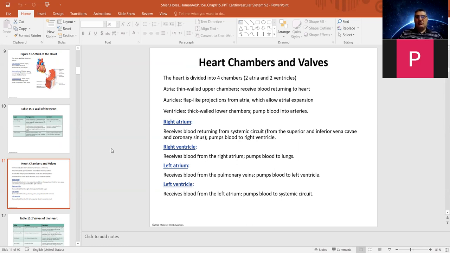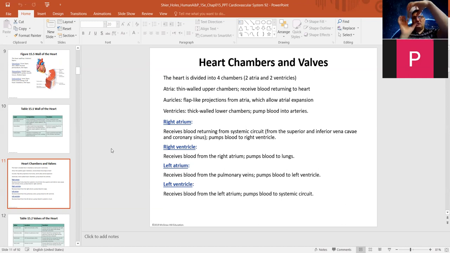Now, there are differences between these 4 chambers. The upper chambers are the atria. These are thin-walled chambers, while the ventricles, on the other hand, are thick-walled. Especially the left ventricle is even thicker than the right ventricle, and I will explain it.